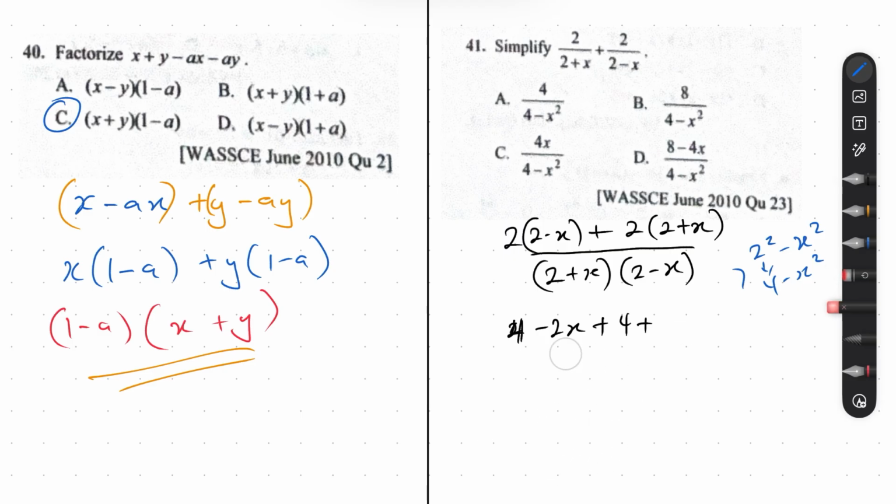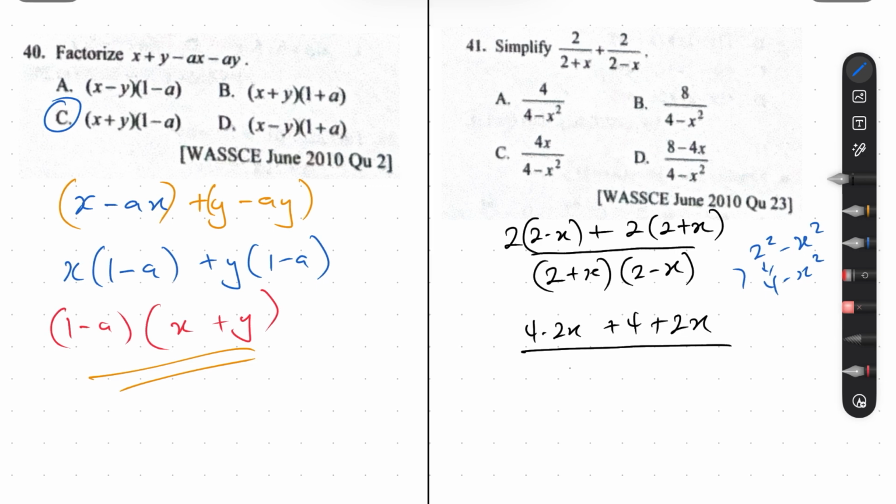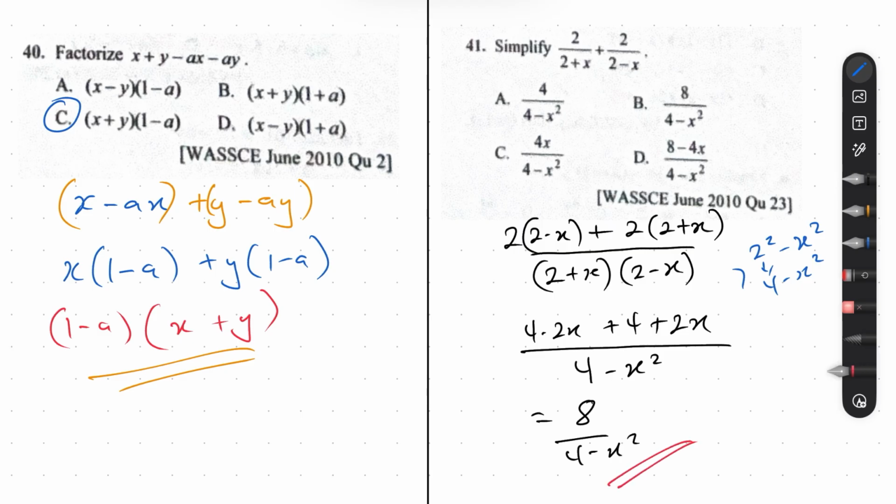So we have 4 minus 2x plus 4 plus 2x. Then at the bottom we would have 4 minus x squared. So finally we would have 8 over 4 minus x squared, and that will be our answer. Because the 2x terms cancel, and we are left with 4 and 4, which gives us 8.